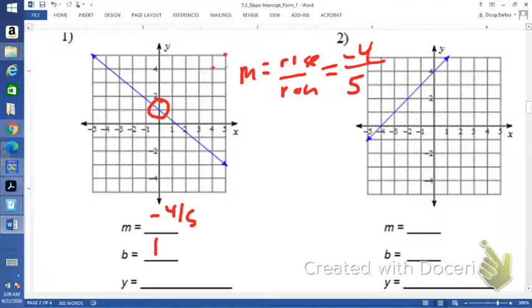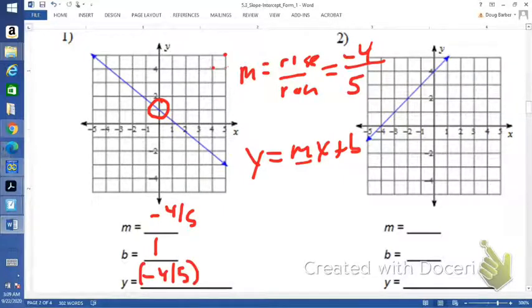Okay, now we have to plug it into the slope-intercept form, which is y equals mx plus b. So our m is negative 4/5. Put that in parentheses. Then write x. And then what's our b? It's a positive 1. Alright, so that's the first one.